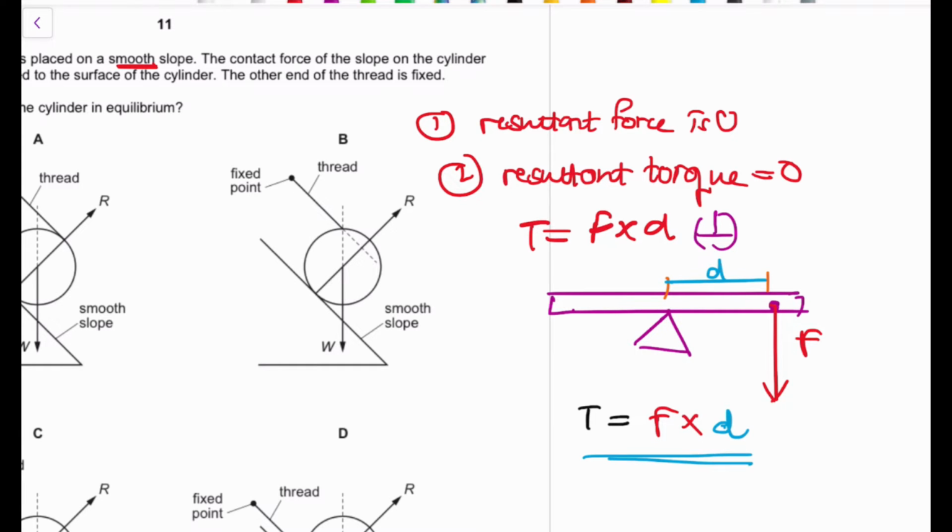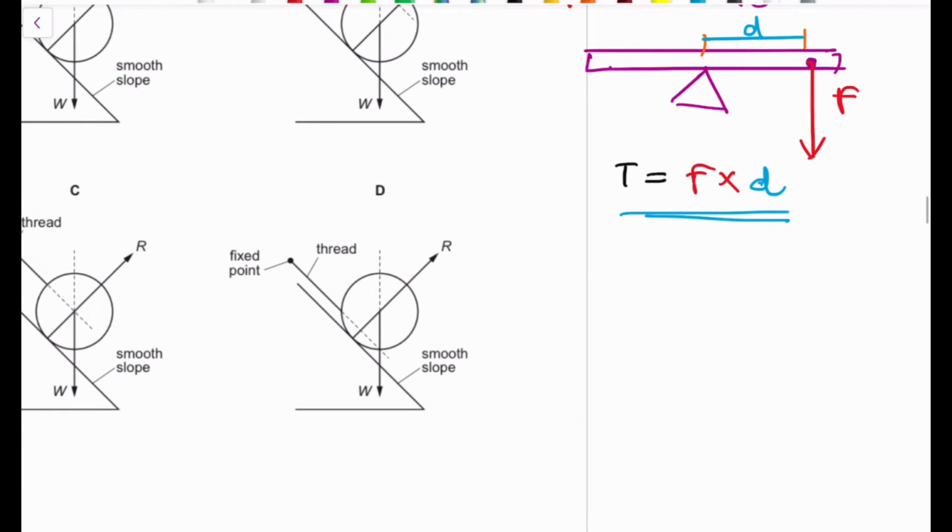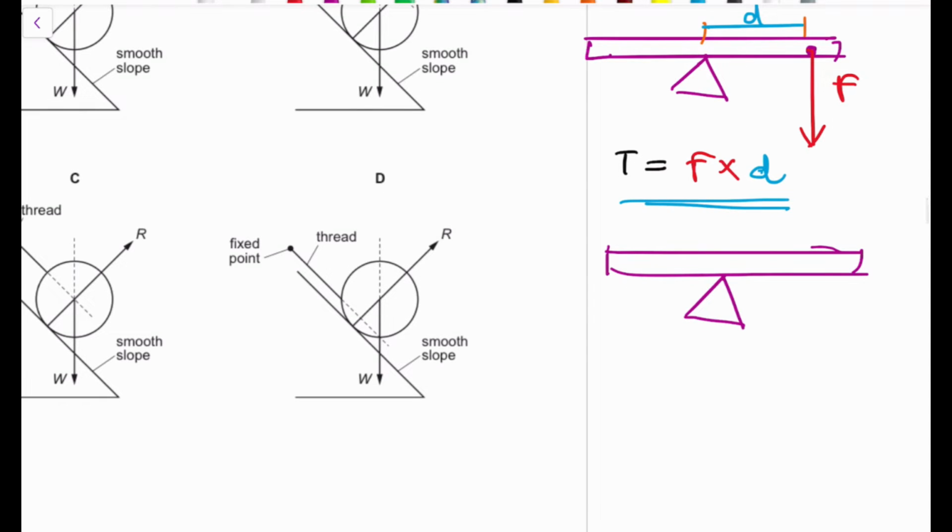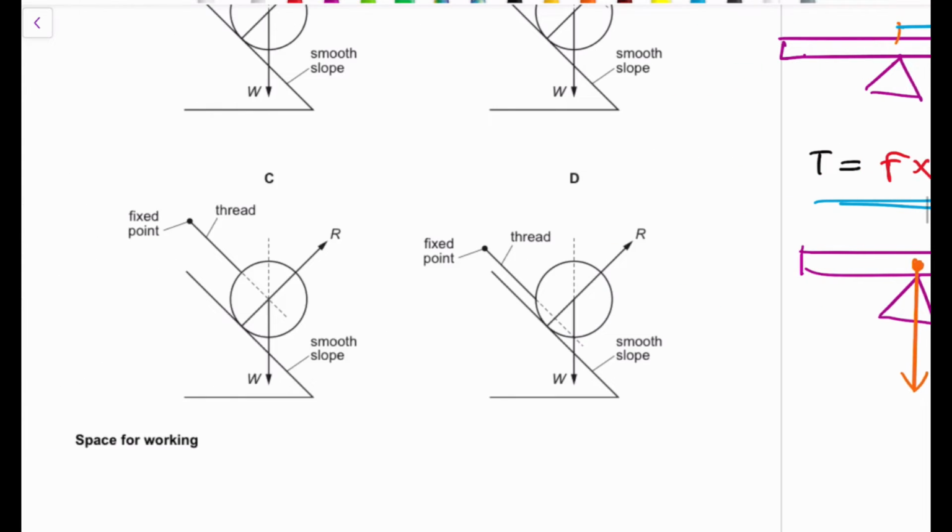But there can be a scenario where that D is 0. What does the scenario look like? If you have the same scenario, but the value of D is 0, meaning that the force is literally at the pivot, we're not going to have any torque because the distance is 0.